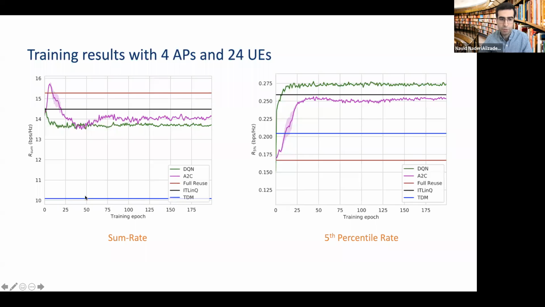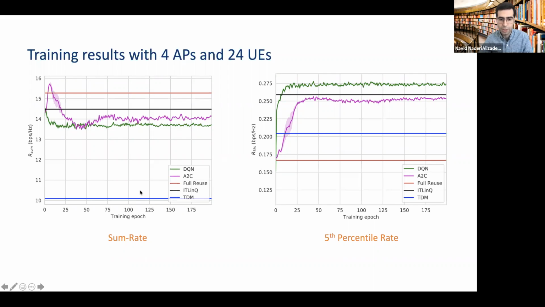Blue is TDM, so you can see TDM is very bad in terms of the average performance. It's better in terms of the 5th percentile. Red is full reuse, and ITLIQ is in black. And you see again the trade-offs that we see here. ITLIQ is giving us a very good 5th percentile performance, as I also showed you in the beginning of the talk.